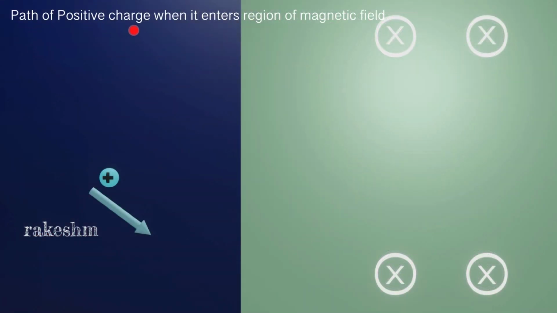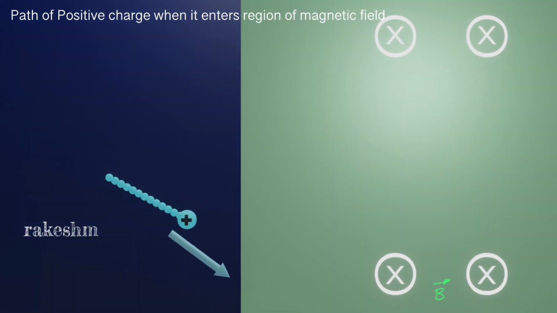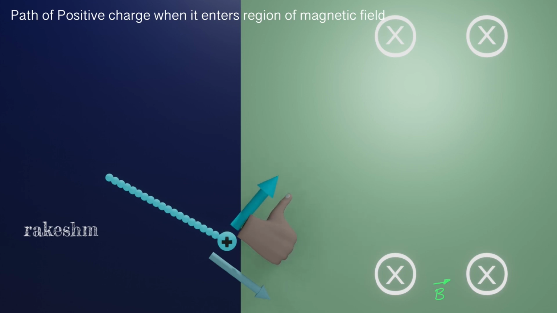Let us look at the path of a positive charge when it enters region of magnetic field as shown below. This is the velocity vector of this charge and the magnetic field in this region points into the plane of the paper. Let us now find the direction of force on this positive charge using right hand thumb rule. The force on the positive charge points in the direction of the thumb and this vector is perpendicular to the velocity vector. Remember once again the light blue color is the velocity vector, the dark blue color is the force vector.